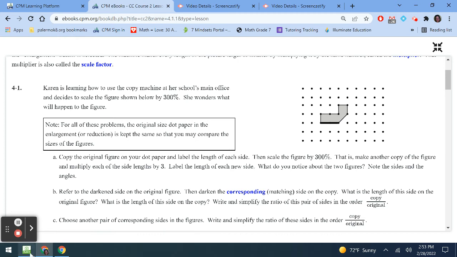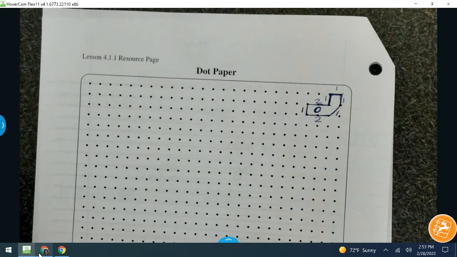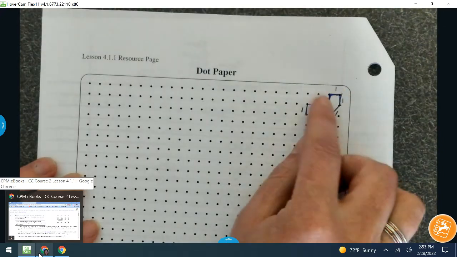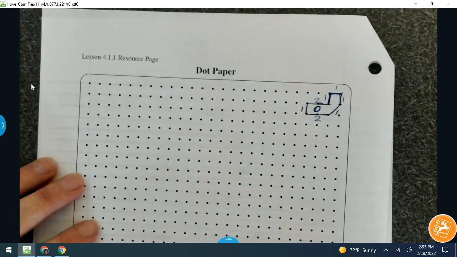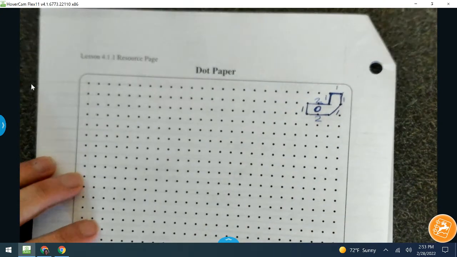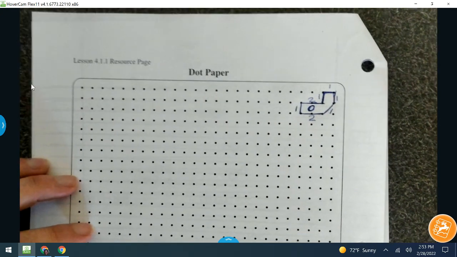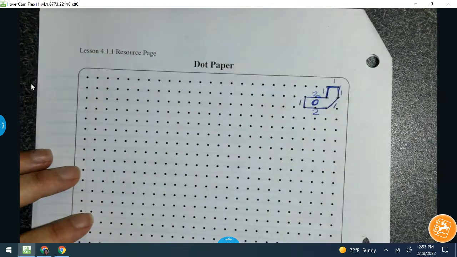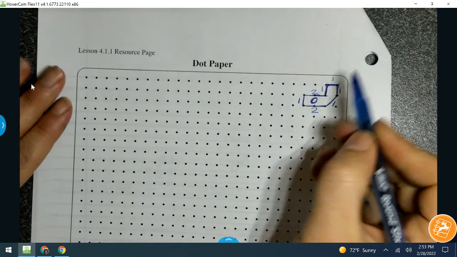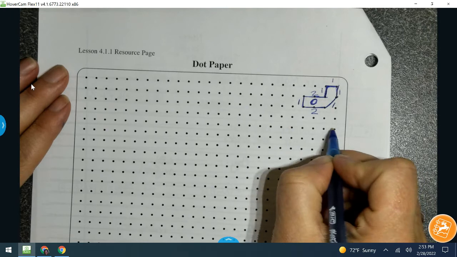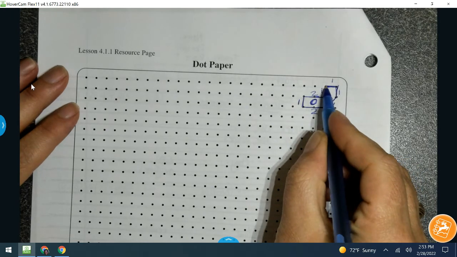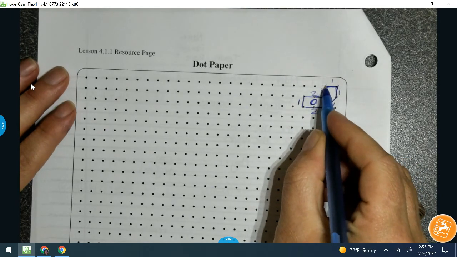So I'm going to go ahead and go back here. I'm looking at my original right here, and I'm going to take each one of these and I'm going to multiply it by 3. Multiply it by 3. So here we go. I'm going to start with this top part. I always like to start in the top left-hand corner.